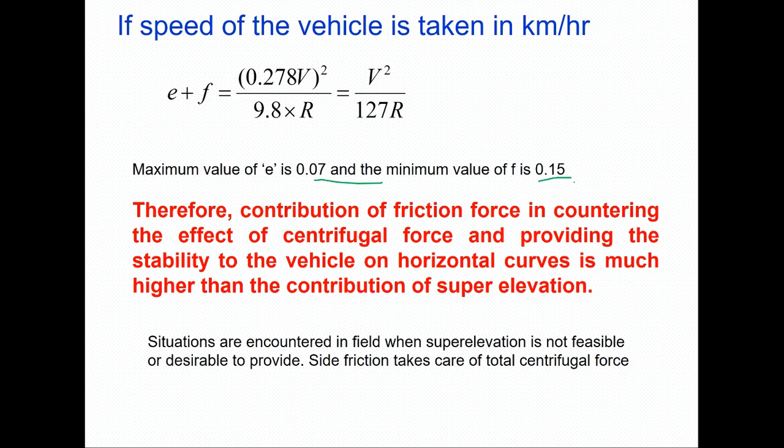Therefore, the contribution of friction force in countering the effect of centrifugal force and providing the stability to the vehicle on horizontal curve is much higher than the contribution of superelevation alone. You can see here it is just 0.07, it is double of that, 0.15. And there can be many situations in field when superelevation is not feasible or not desirable to provide. And in that case, side friction takes care of total centrifugal force.